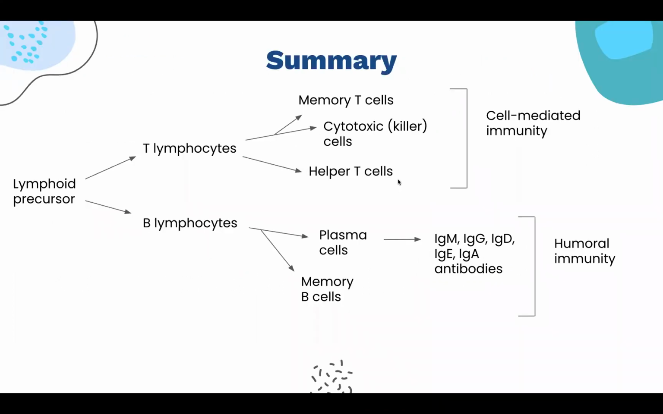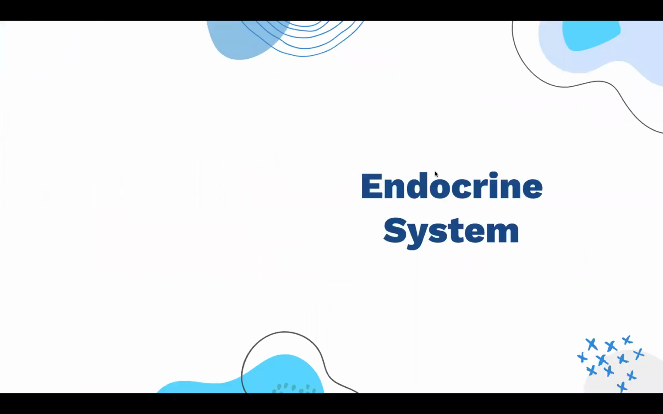All right, so this is a summary of what we talked about. I outlined the cells involved in cell-mediated immunity and humoral immunity. You don't have to write this down right away because I will be sending you the slides. I just wanted to show you this outline to help you see things more clearly. All right, if there are no questions, we can talk about the endocrine system.